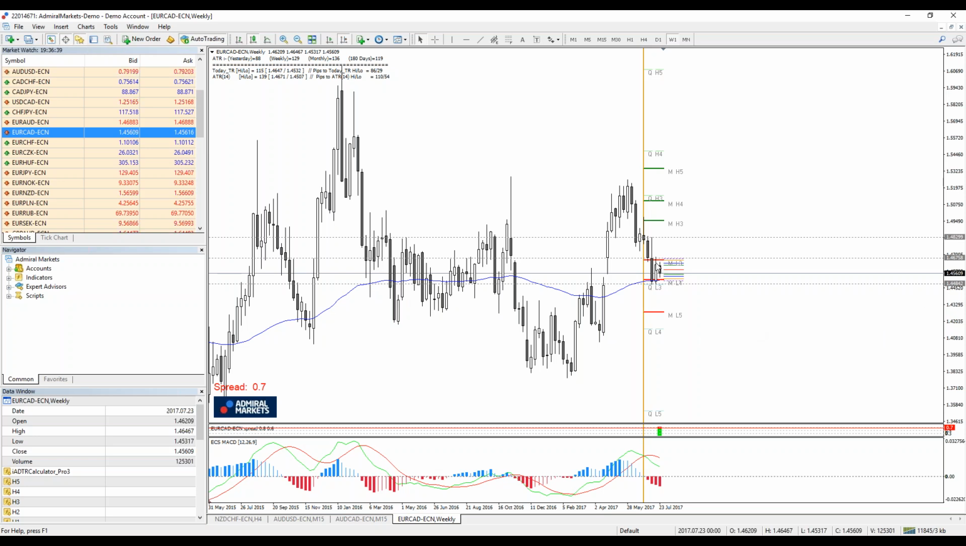You see, this is a bit rangy. You have an inside bar here, so it will either break it here or down.